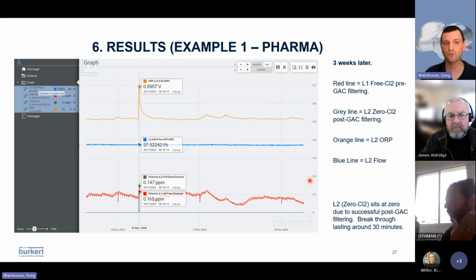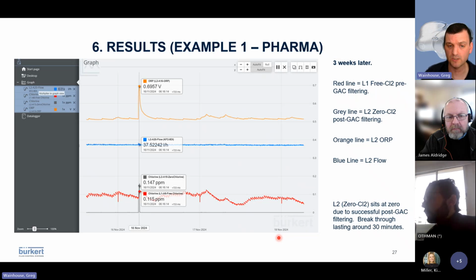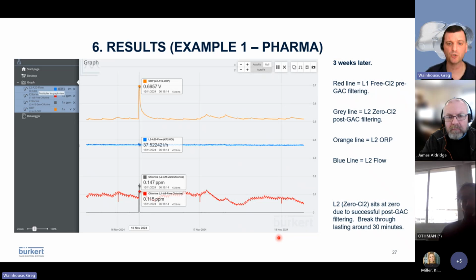So you can see up in the top right-hand corner, 3 weeks later, the system was commissioned the back end of October. It's now mid-November, and we detect another spike in chlorine downstream of the process. Again, the red line is the incoming chlorine, the gray line is the outlet of the carbon filter, and we detect a spike in chlorine. Verified again by the ORP, but again, there's a delay on that ORP measurement. And again, we've got stable flow in there, which is the blue line.